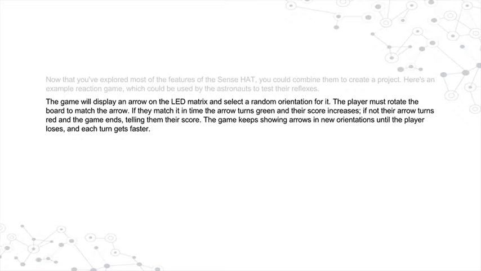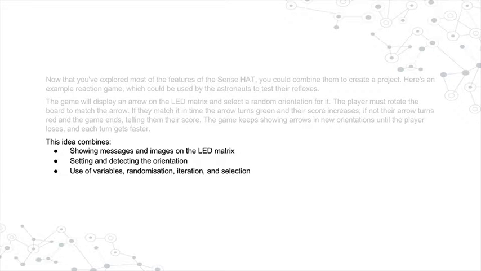If they match in time, the arrow turns green and the score increases. If not, the arrow turns red and the game ends, telling them their score. The game keeps showing arrows in new orientations until the player loses, and each turn gets faster. This idea combines showing messages and images on an LED matrix, setting and detecting orientation, use of variables, randomization, iteration, and selection. I'm not sure how randomization is spelled. I think that's Z-A-T-I-O-N. All right.